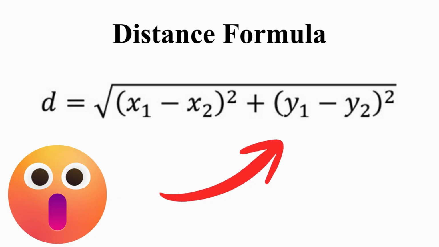We're just using the Pythagorean theorem to find the sum of the bases squared and applying that to the hypotenuse, or the diagonal distance we're trying to find. And yeah, I found it really cool that this formula comes from the Pythagorean theorem. And that's how you derive the distance formula.